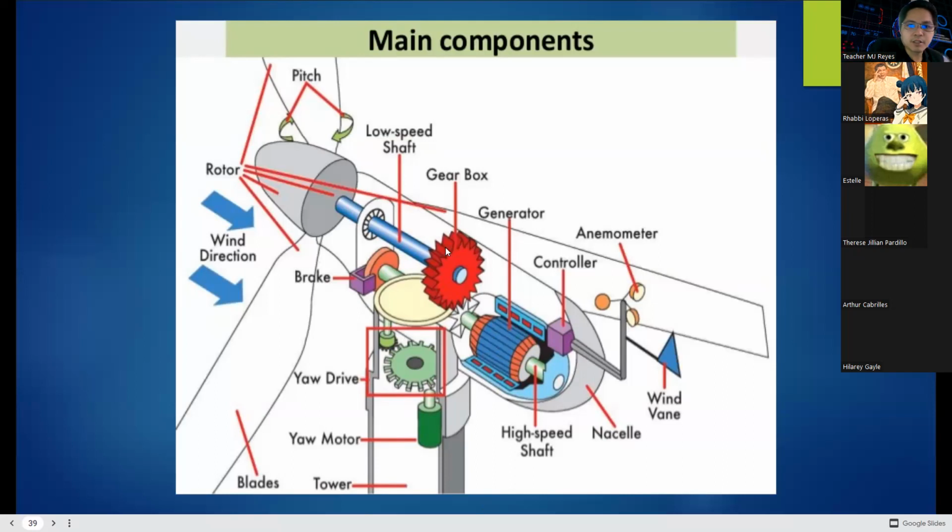The generator, the gearbox, the low speed shaft, and so on. So this is the main component.